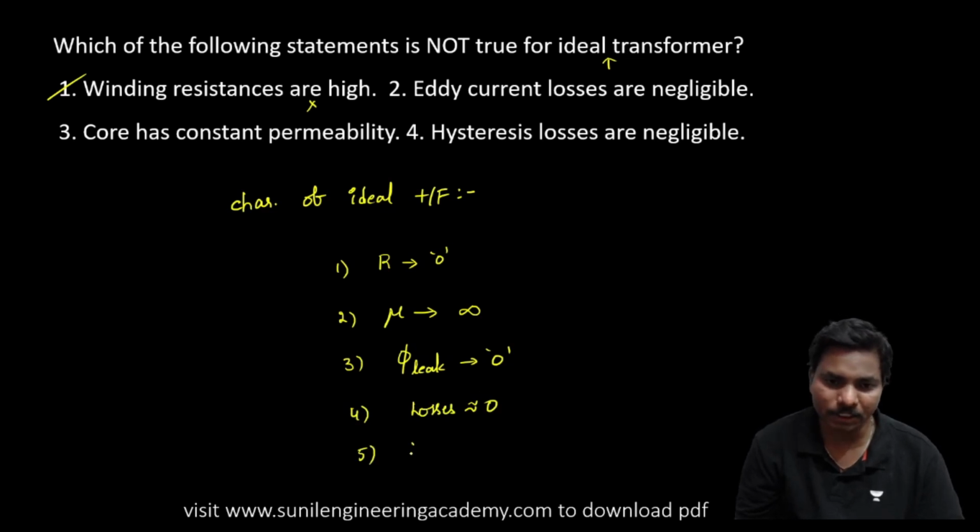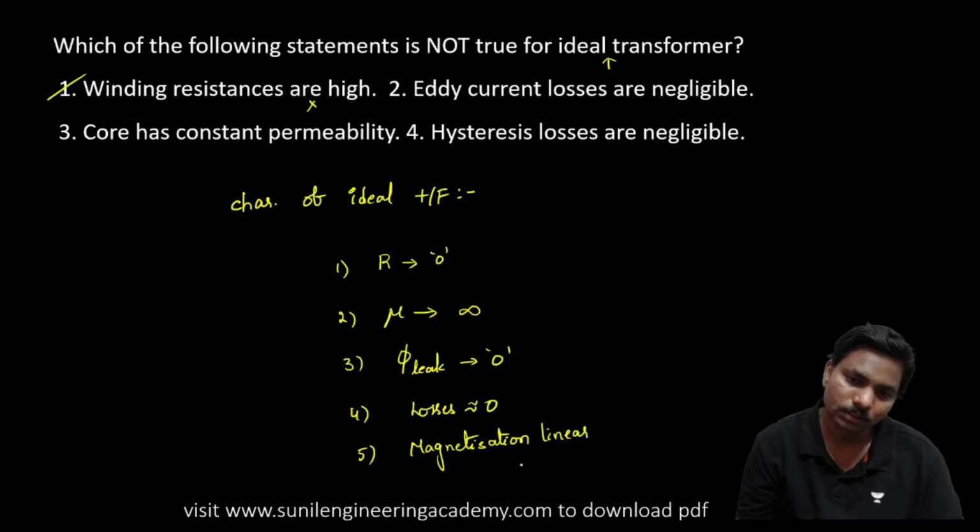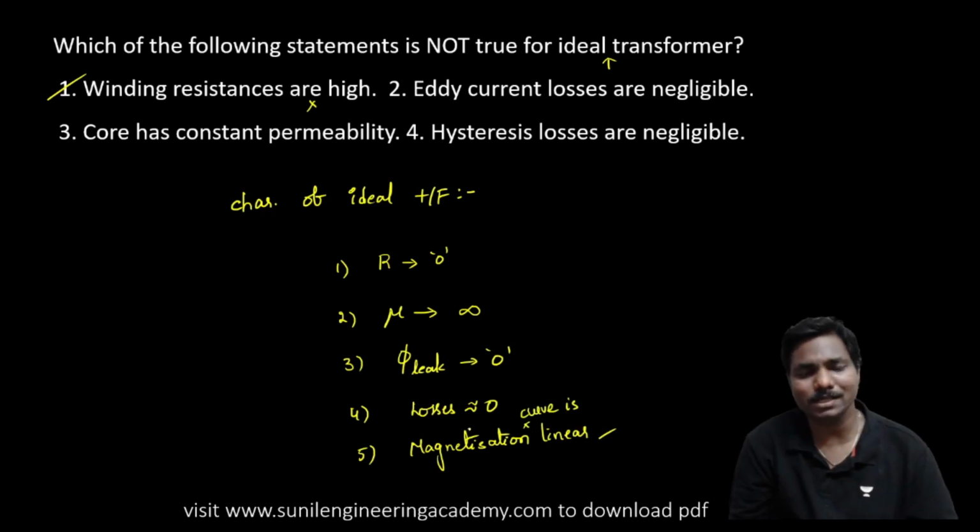And the magnetization curve is linear. Whenever the magnetization curve is linear, then there are no hysteresis losses. So these are the main important characteristics of an ideal transformer.